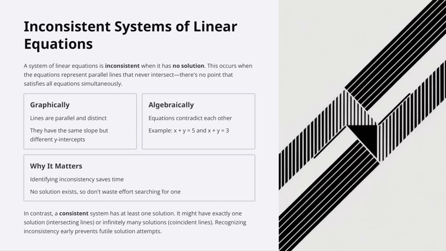In contrast, a consistent system has at least one solution. It might have exactly one, like intersecting lines, or infinitely many, like coincident lines. Spotting inconsistency early is key to avoiding futile attempts to solve the system.